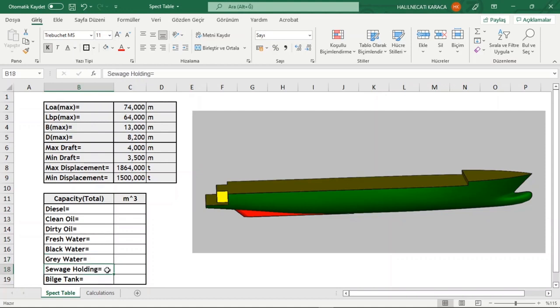At the bottom, sewage holding tank. The sewage holding tank is the tank where the wastes from black water or grey water tanks are treated and stored. You can purify the dirty water by putting the necessary equipment in the boat. So why do we do this purification process? Of course we do this in order to discharge wastes of the black water and grey water tanks into the sea.